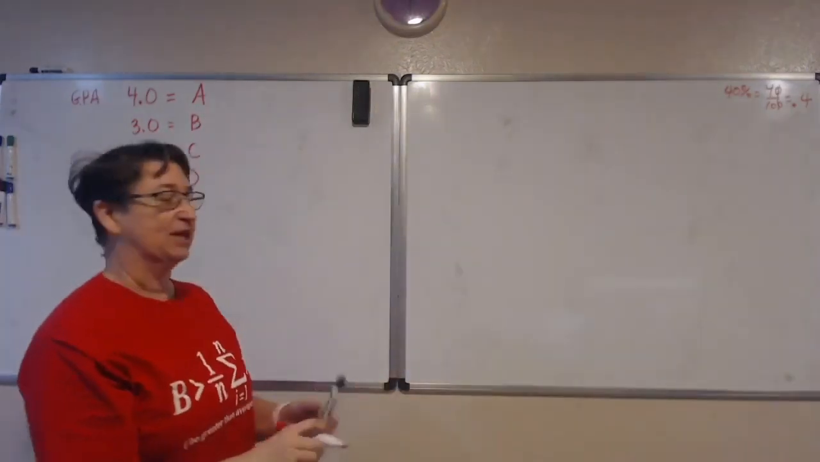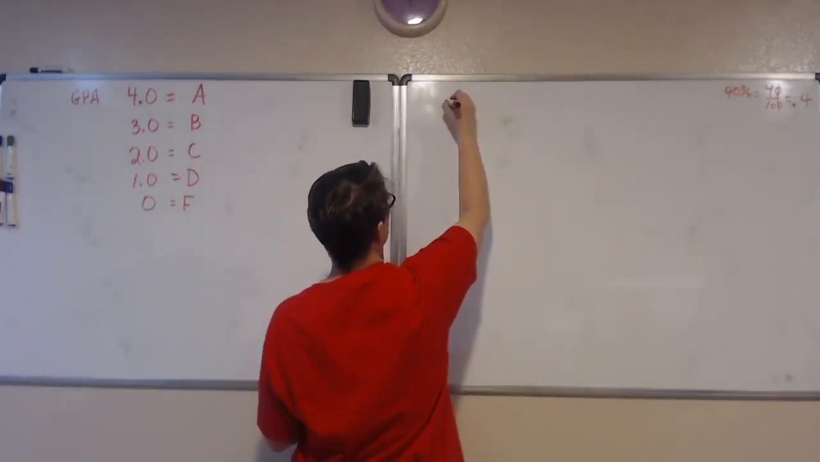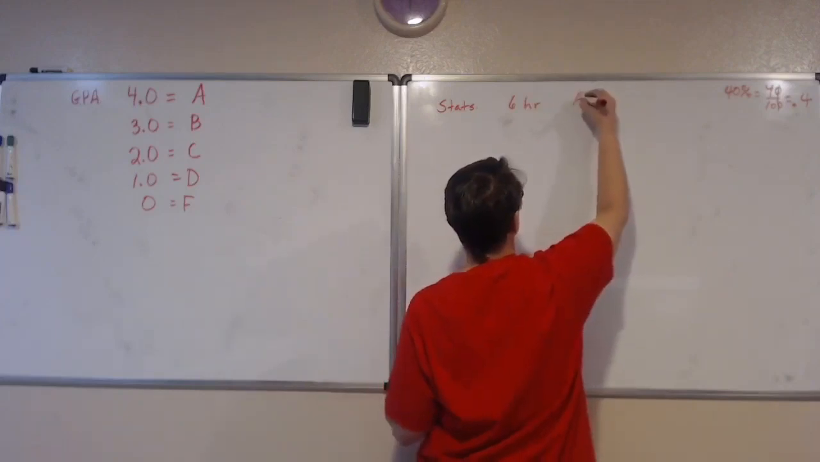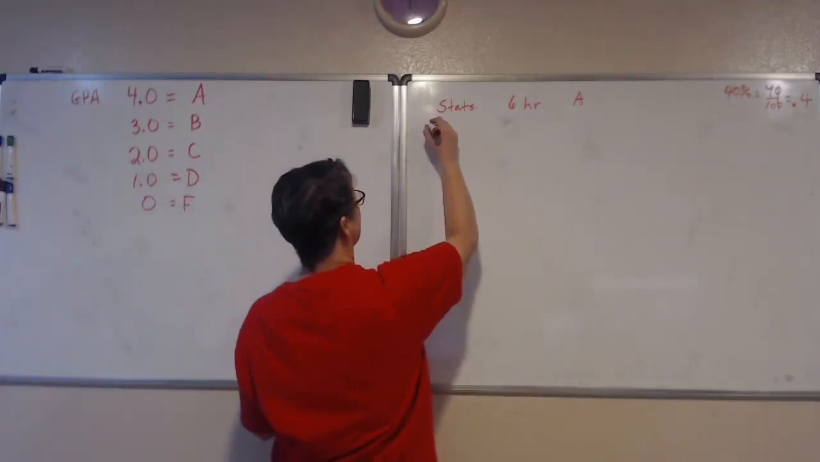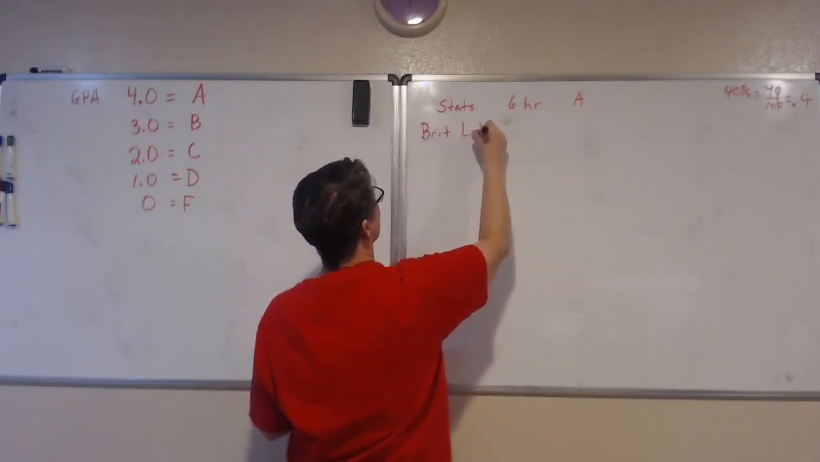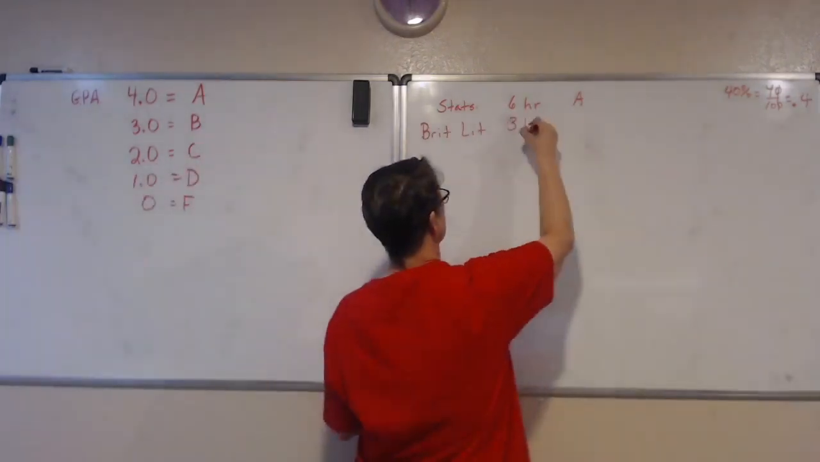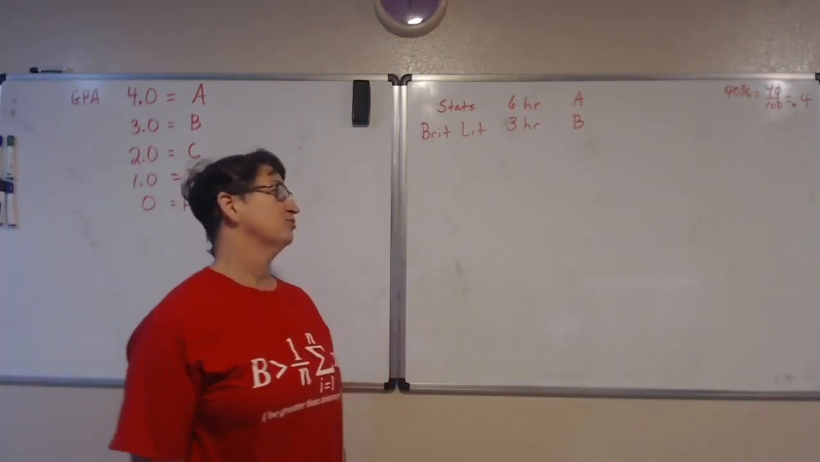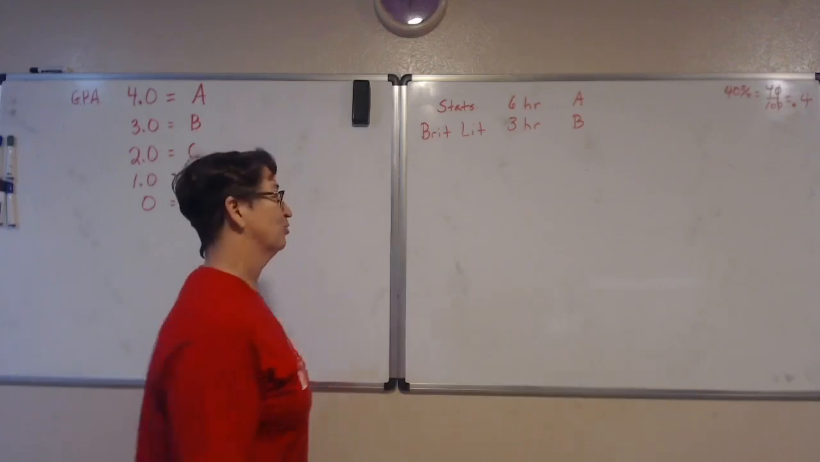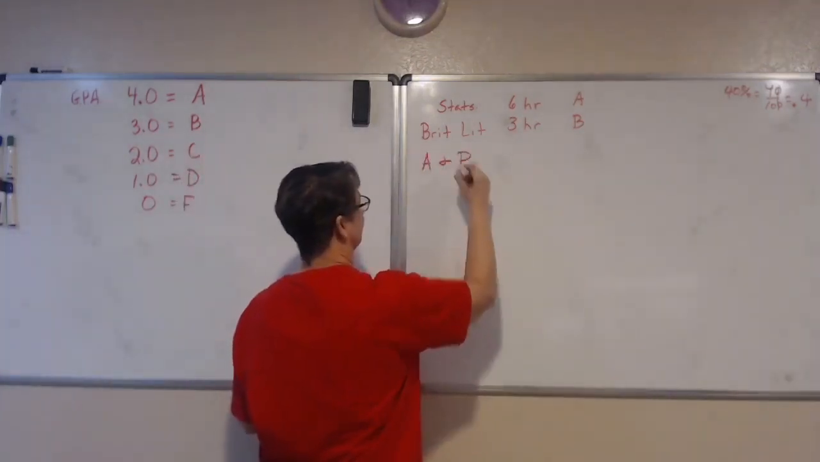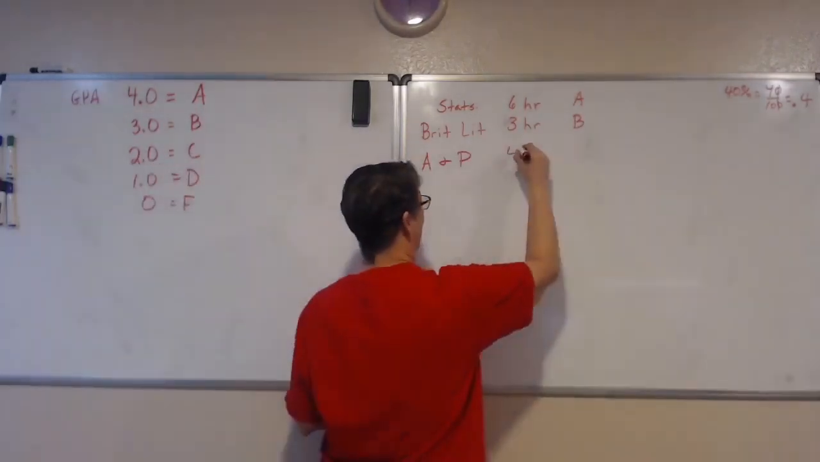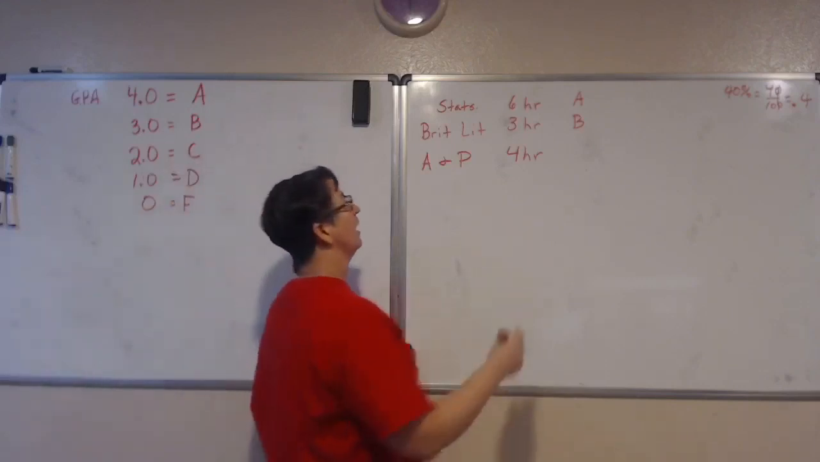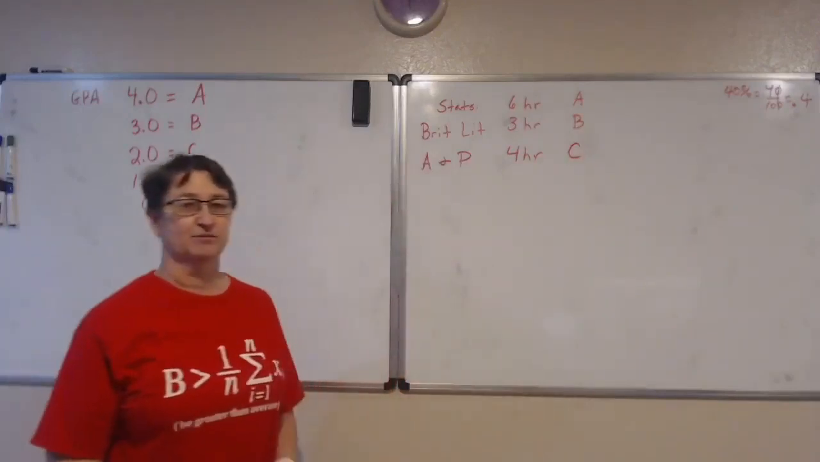So let's just play with it for a minute. Let's say you're taking statistics, a 6 hour class, and you make an A. And then you're taking that dreaded English, Brit Lit, which is a 3 hour class, and you make a B. And then along with those two classes, maybe somebody advised you poorly and you're taking A and P at the same time. That's a 4 hour class. And because Miss Simpson made you focus on her and not the A and P, you made a C in that class. Hey, that's pretty good. I'm kind of impressed.